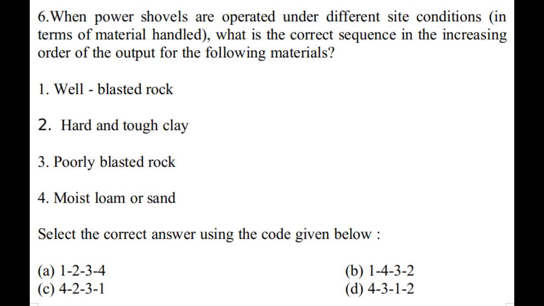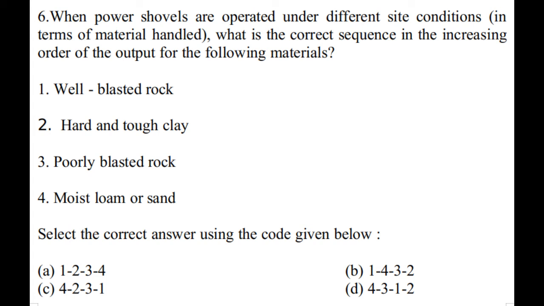These types of questions are a little bit tricky because you have to think about it. The 4 options are given, and in the sequence you see, option A is 1, 2, 3, 4. Option B is 1, 4, 3, 2. Option C is 4, 2, 3, 1. Option D is 4, 3, 1, 2. Now while attempting the question, I will tell you the trick. Option A and B both start with 1, that is the well blasted rock. And option C and D both start with 4, that is the moist loam or sand.